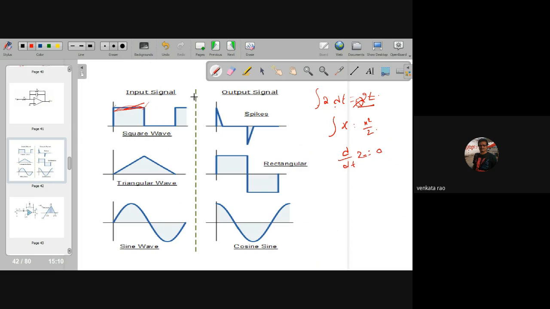So this is an inverter, with the input applied at the negative terminal. That's why it is like this. Linear waveform. We call it a spike.